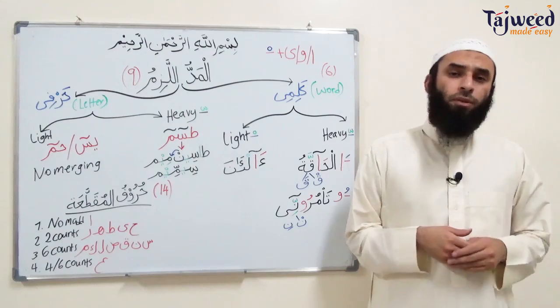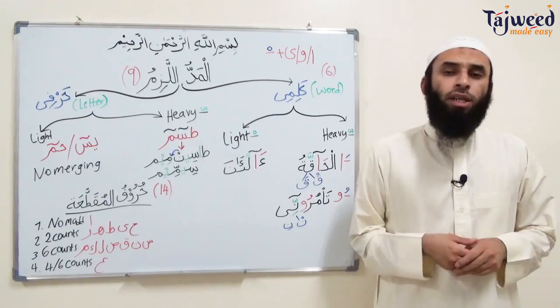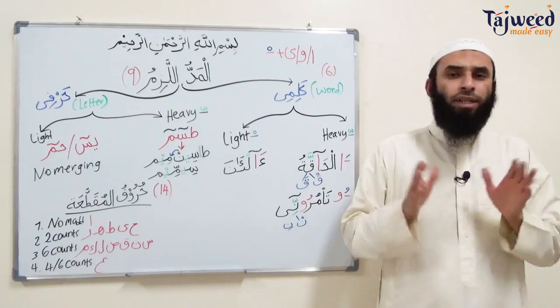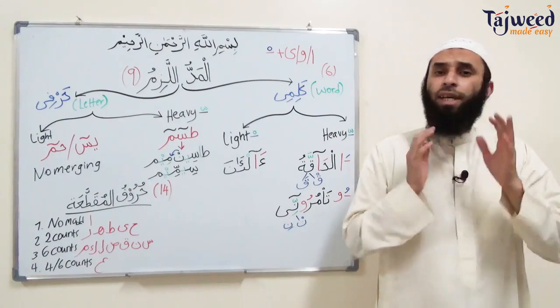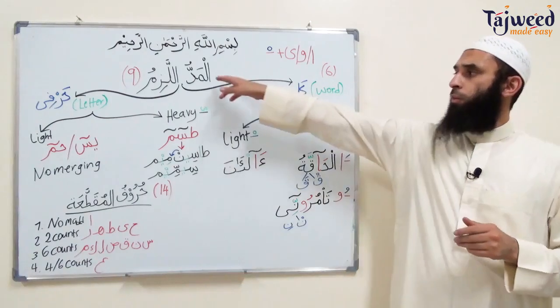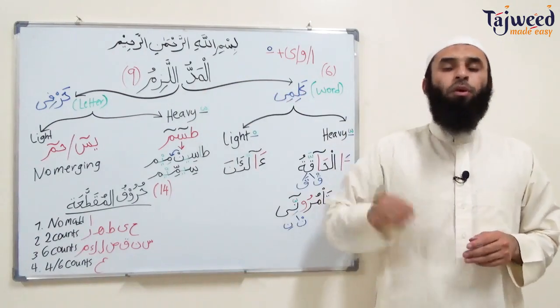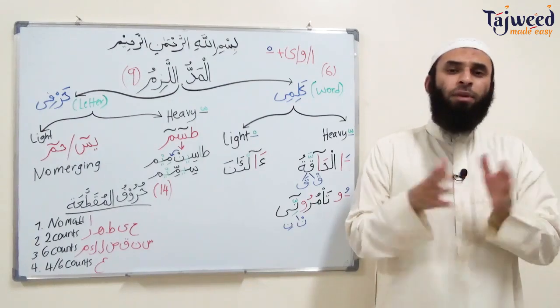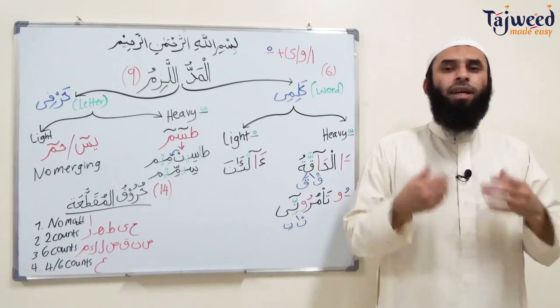In the last few episodes we started the Ahkam al-Mudhud, the rules of mad, and we found out that in the whole of the Quran, beginning to the end, there are only 9 different types of mads, and we covered 8 of them. Today we're going to do the last one, which is al-Madul Lazim, the compulsory mad. We're going to find out what this mad is, how many different categories it has, and how many counts.